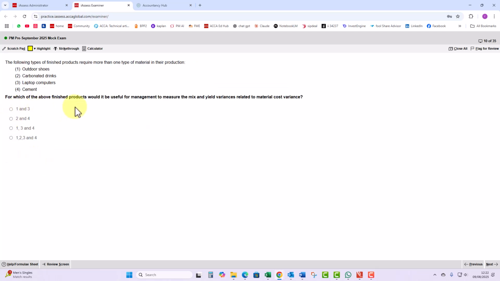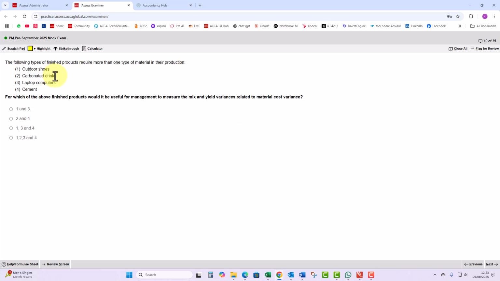For which of the above finished products would it be useful to measure mix and yield variances? And as it tells us, they all use more than one type of material. When we're looking at mix and yield variances, it's only ever worth doing them if the manager can change the mix. And so although there's different types of material, some of these things are not going to be changeable. For example, shoes, you can't choose to put more leather in or less leather in or anything like that. So that wouldn't be worth using mix and yield variance.